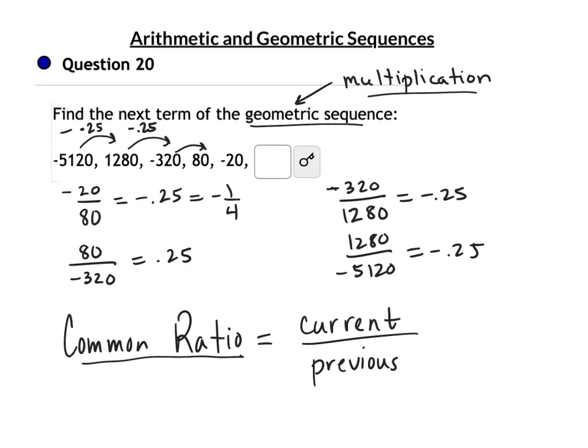So take -20 and multiply it by -0.25 or -1/4, and we get +5. +5 is the next value in that sequence.